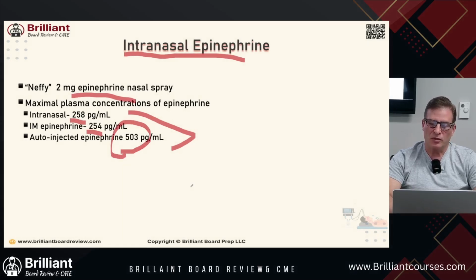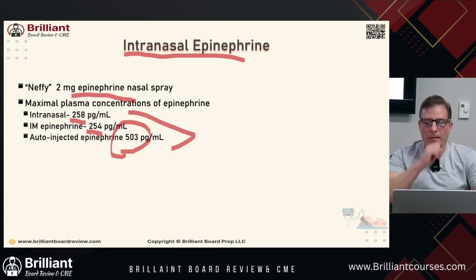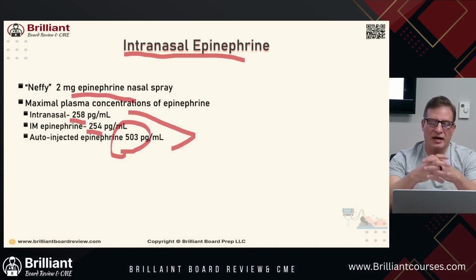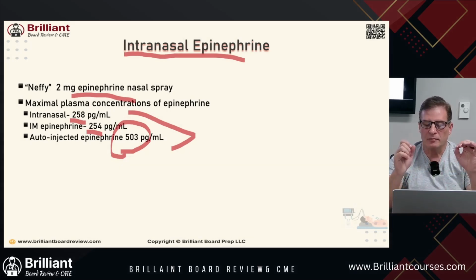What's the problem with the auto-inject epinephrine pen? The expense of it, and also the shelf life on it. It's about 12 months. This spray is about 30 months. So the price is usually more reasonable on the nasal spray than it is on the auto-inject epinephrine. When you look at it side by side, you can also keep it around longer, and you don't have to worry so much about storage.